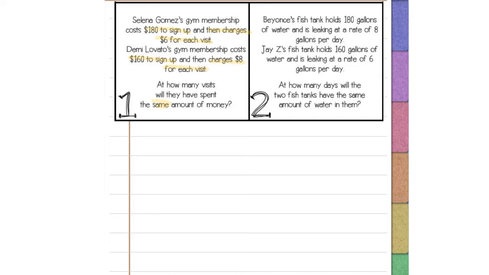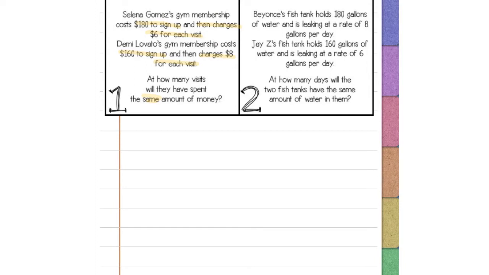All right, so that word same right there, that is our key word. Same means that it is equal, right? So we know that we're going to have to come up with some equation and we're going to set them equal to each other. So I'm going to start with Selena's membership. It says that she pays $180 just to sign up. Okay, so that's a one-time pay. And then in addition to that, she has to pay $6 for every time she visits. Do we know how many times she visits? No, we don't. So that is X, that is our missing variable.